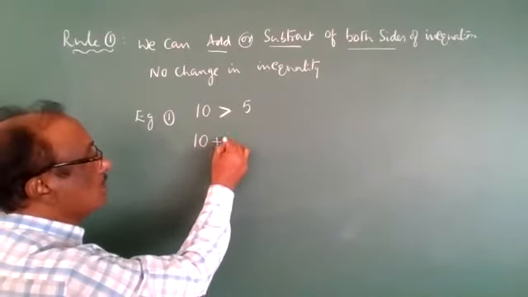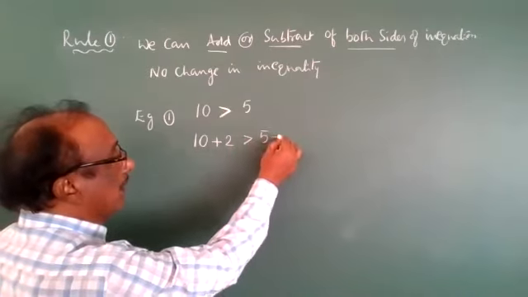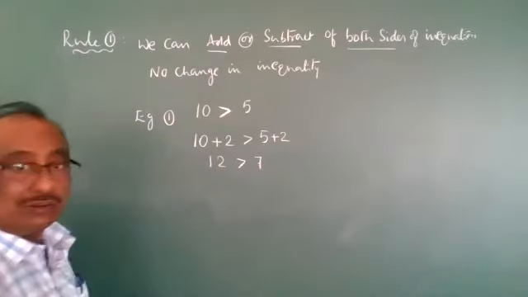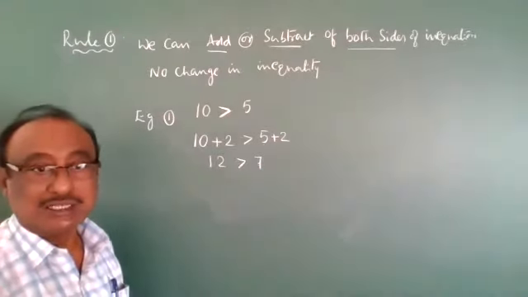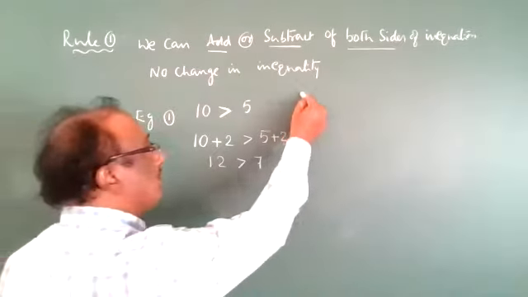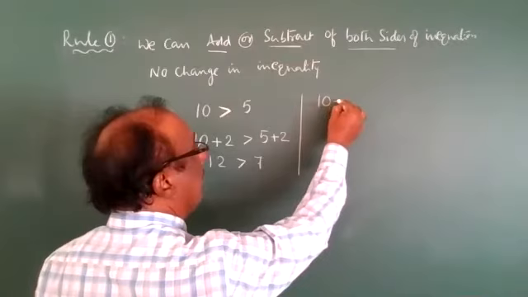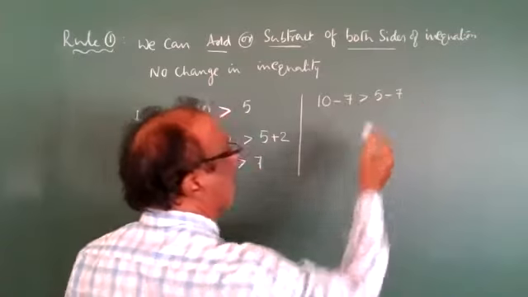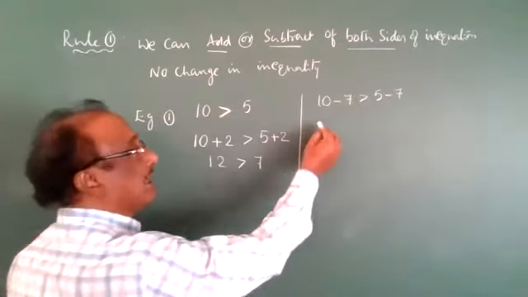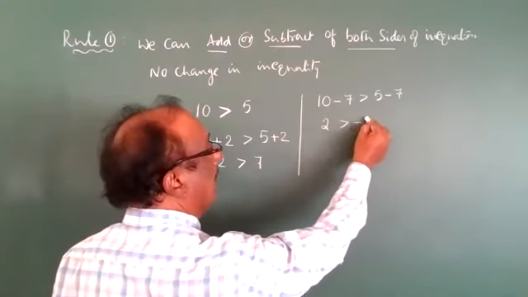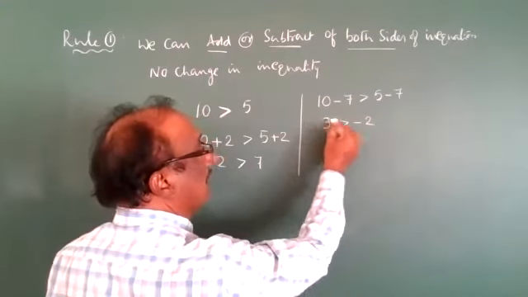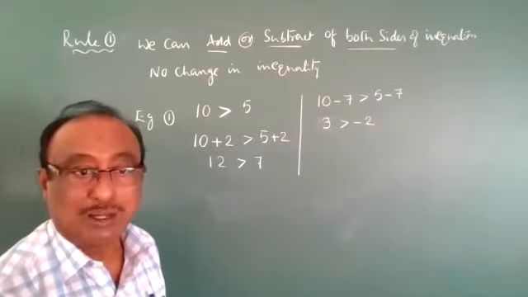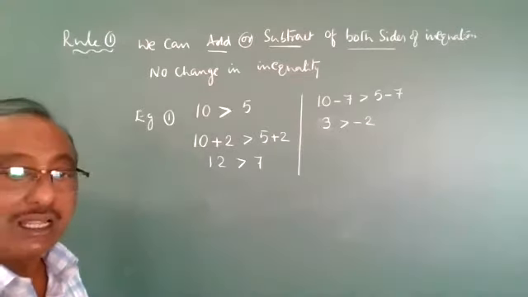10 plus 2 is greater than 5 plus 2. 12 is greater than 7, which is correct. Now subtract: the inequality never changes. 10 minus 7 is greater than 5 minus 7. 10 minus 7 is 3, greater than 5 minus 7, which is minus 2. A positive value is always greater than a negative value.